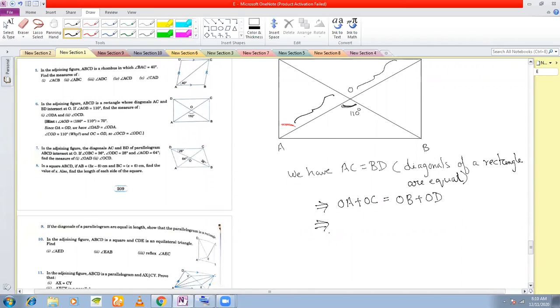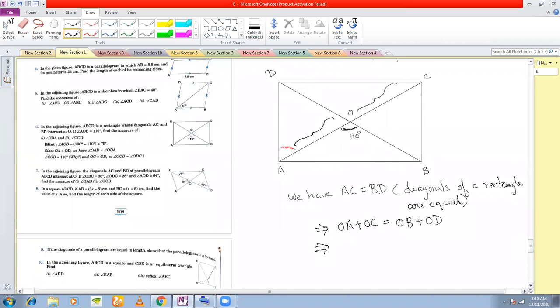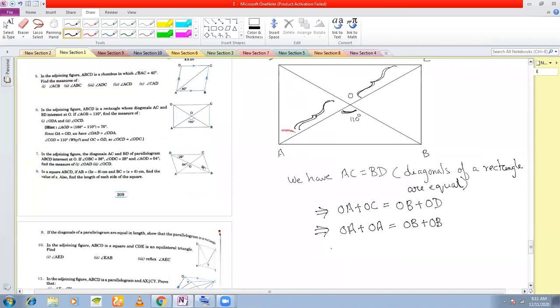But since the diagonals bisect each other, OC must be equal to OA. This length must be equal to this length because the diagonals of a rectangle bisect each other. That means instead of OC, I can write OA, and instead of OD, I can write OB. Why? Since the diagonals of a rectangle bisect each other.